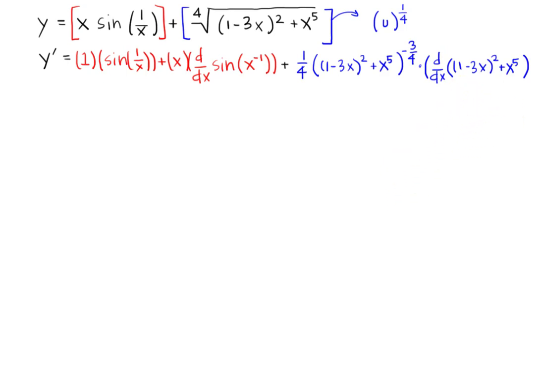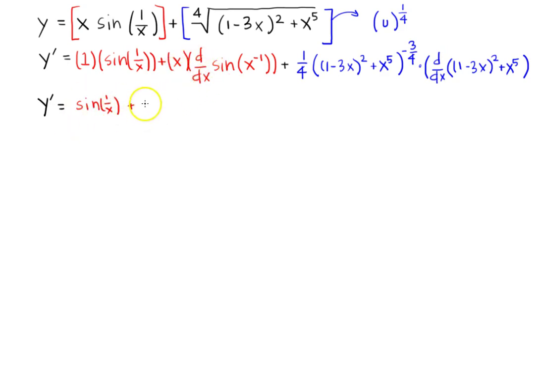Whew. So let's just see what we've got. All right, let's keep going. Obviously when you do this, it's going to take a few more steps. You know it is. So let's take a look at what we've got. First off, this is just 1 times sine of 1 over x. So I know this first part. That's sine of 1 over x. That much is so far so good. I can leave that one alone.